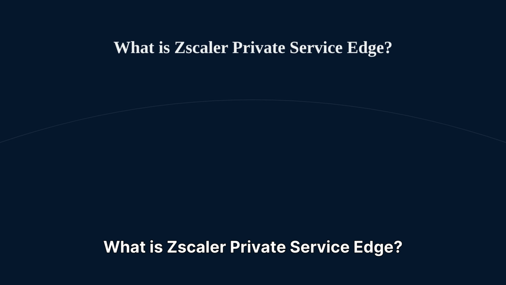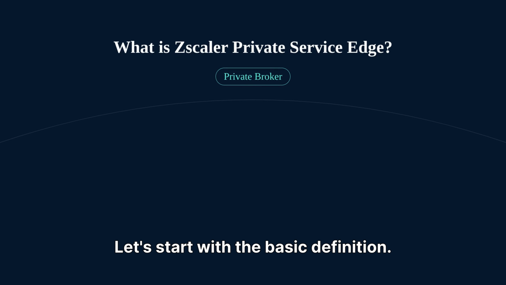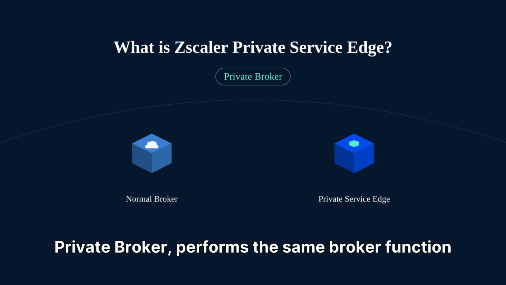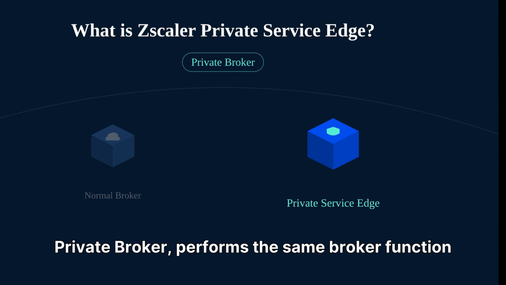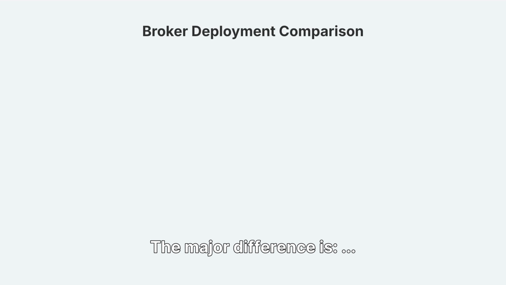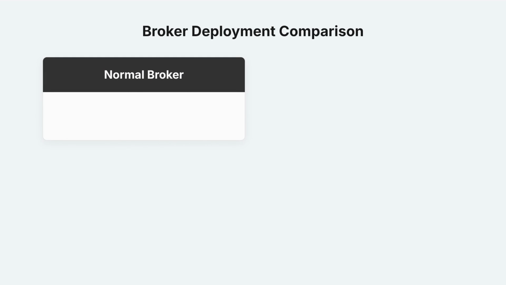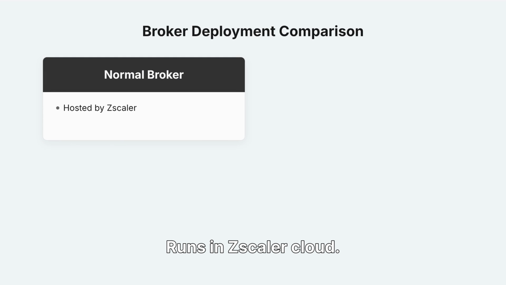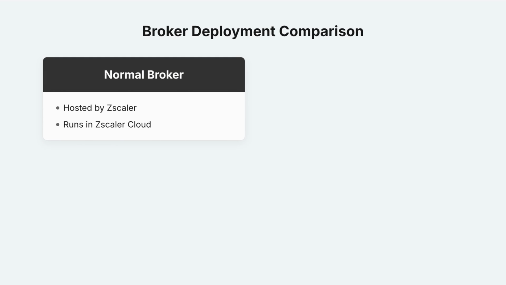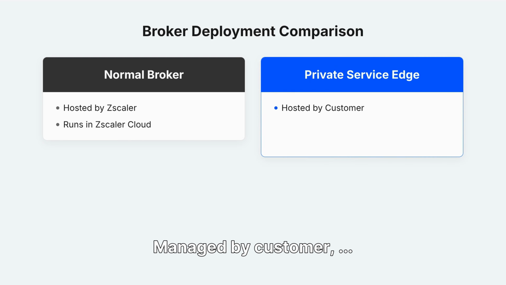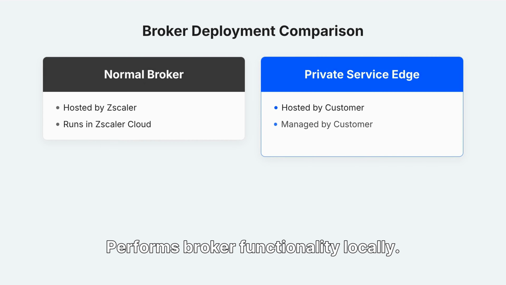What is Zscaler Private Service Edge? Let's start with the basic definition. A Private Service Edge, also called a private broker, performs the same broker function that normally exists in the Zscaler Cloud. The major difference is: a normal broker, hosted and managed by Zscaler, runs in Zscaler Cloud. A Private Service Edge is hosted inside the customer environment, managed by the customer, and performs broker functionality locally.